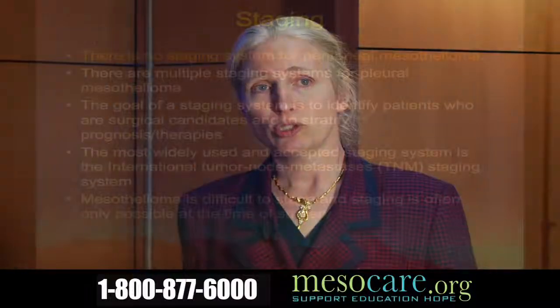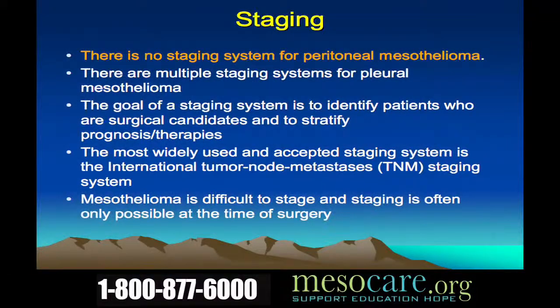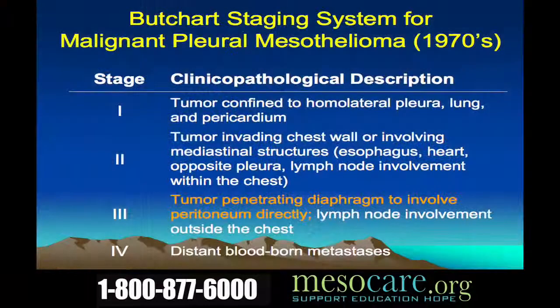So staging, there is no staging for peritoneal mesothelioma, again, because it's such a rare disease. So what we do, by analogy of pleural mesothelioma, where there are many stagings, we're trying to derive what would be the best way to categorize patients regarding treatment outcome. And so if I go to the next slide, this is the oldest pleural mesothelioma staging. You can see that if you have peritoneal, you would be a stage 3 in this case.